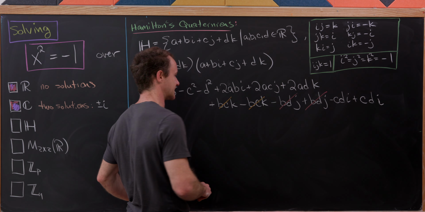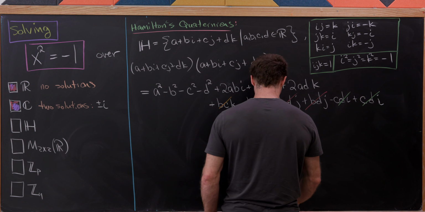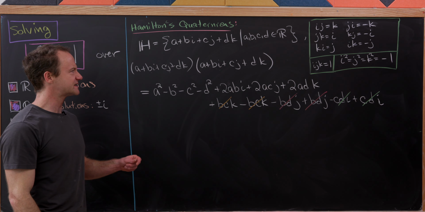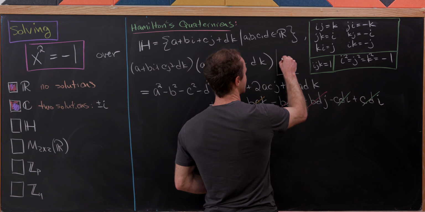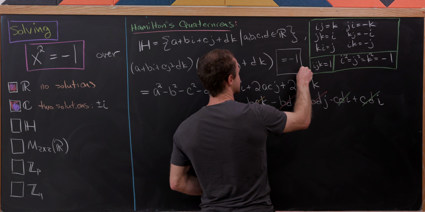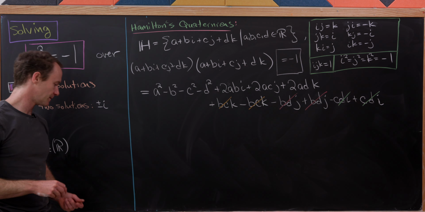I'll let you find that last term if you don't see it. And now those will cancel as well. Now, let's notice that we want this to be equal to -1. So let's maybe point that here. This is what we want, because we're trying to solve the equation x squared equals -1.